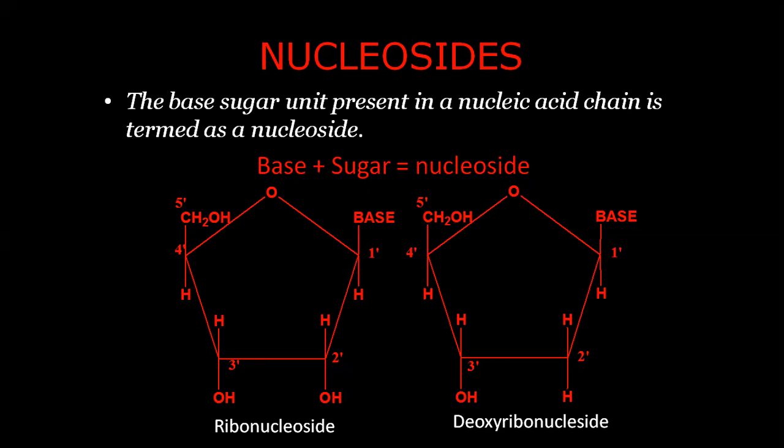Now, a very important thing to understand is that the base will form a bond with the C1 position of the sugar. If your base is a derivative of pyrimidine, then it will form the bond through the N1, the first nitrogen atom, with the C1 of the sugar. And if it is a purine, then the purine will form the bond through its 9th position with that particular C1 of the sugar. So remember that purine forms the bond with the 9th position, and the pyrimidine forms the bond from the 1st position.